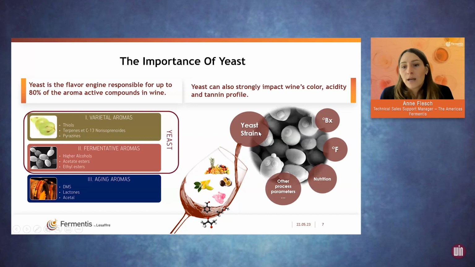Of course, once you've chosen your yeast strain, there are many things that will impact the final profile of the wine. The gravity: the more sugar you have to ferment, usually the more fermentative aromas you will develop. The temperature of the fermentation is very important to drive the yeast in one direction or another, and we'll talk a little bit about this during this webinar. The nutrition of the yeast, the program you have, the type of nutrients that you provide to the yeast, and of course many other process parameters. We cannot talk about everything today, but these are things to consider.